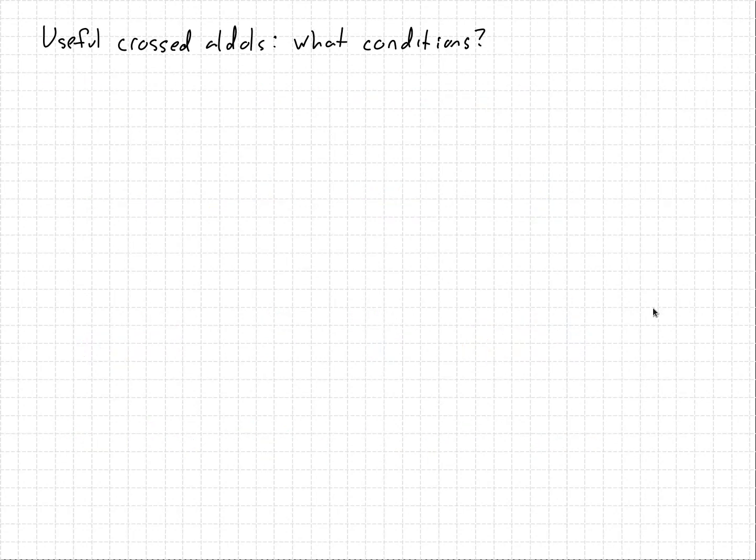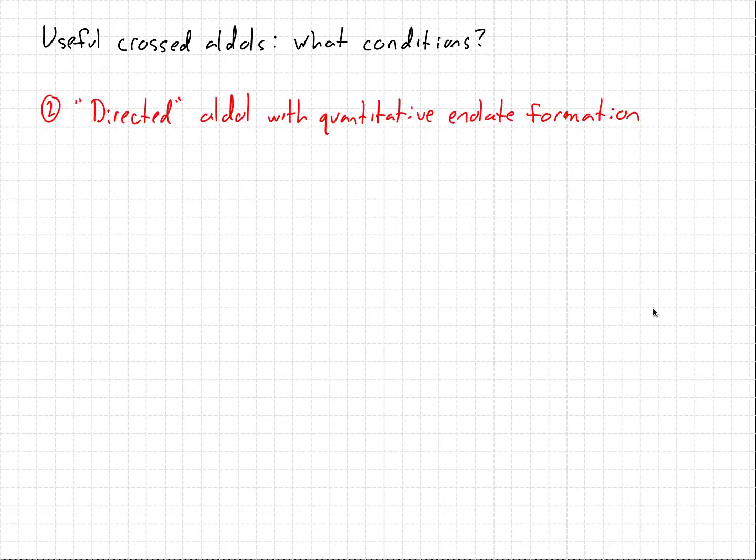How about other conditions under which crossed aldol reactions are useful? Well, the other way that we can do this is with what's known as a directed aldol reaction. A directed aldol reaction hinges upon quantitative enolate formation with a strong base, followed by addition of an electrophile. Let's take this as a target. How would we make this via a crossed aldol reaction?